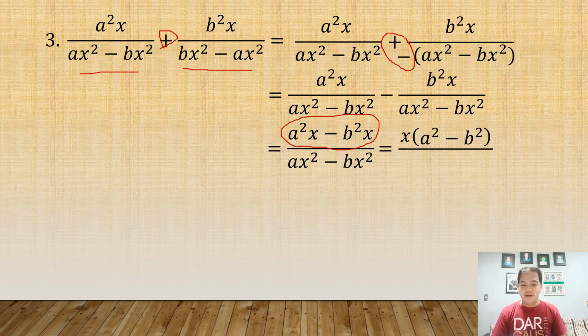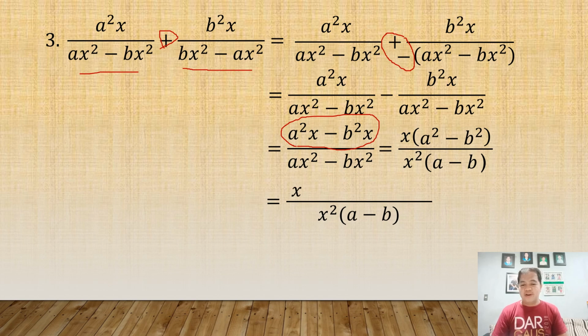So maiiwan ay a squared minus b squared. Yung factor ng denominator ay x squared. So nilabas yung x squared, ang matitira ay a minus b. Okay? So that's factoring by GCF. Alright, so kinopya lang yung denominators, kasi mukhang factorable pa yung numerator natin, a squared minus b squared, no?